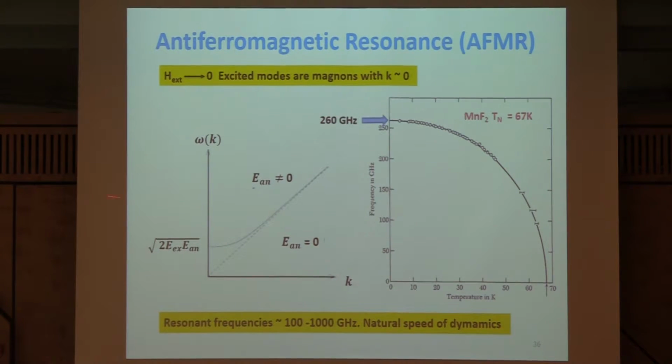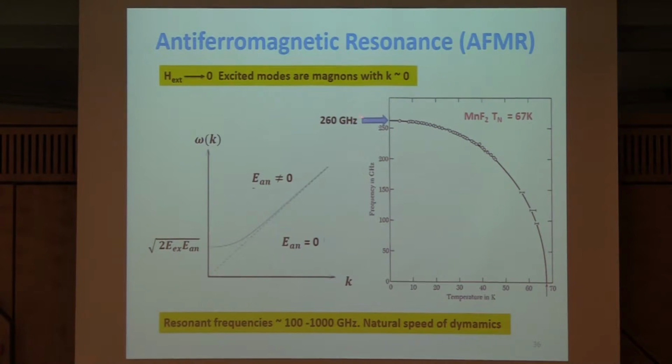Now if we go to low temperature, antiferromagnetic magnons in this simple picture are going to have energy roughly the square root of the product of the exchange and the anisotropy energy. So that's a lot bigger than the anisotropy energy alone. And now, here's manganese again, and suddenly we've got orders of magnitude larger. The resonant frequency at zero temperature is about 260 gigahertz.